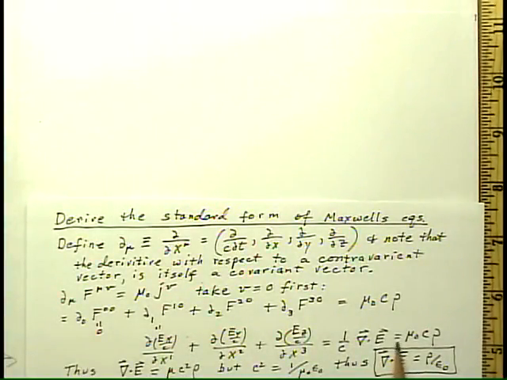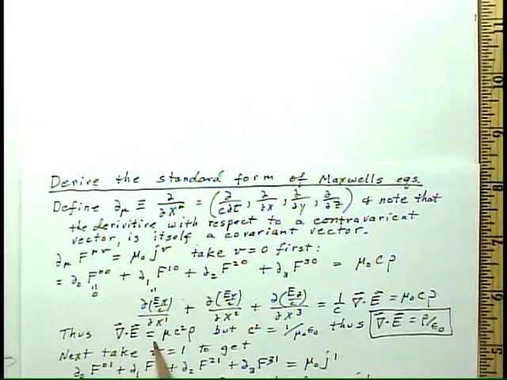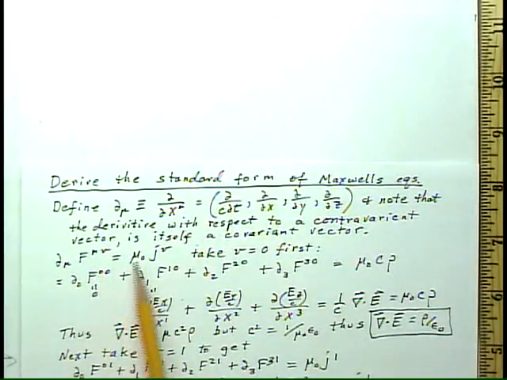Del dot E is going to be equal to mu naught c times rho, taking c and multiplying it by the other side, and recalling that c is equal to 1 over the square root of mu naught epsilon naught. We then are able to cancel the mu naught and are left with a 1 over epsilon naught right here. Consequently, we get the first of Maxwell's equations, del dot E is equal to rho over epsilon naught. And that comes exactly from this first equation where nu is equal to 0.